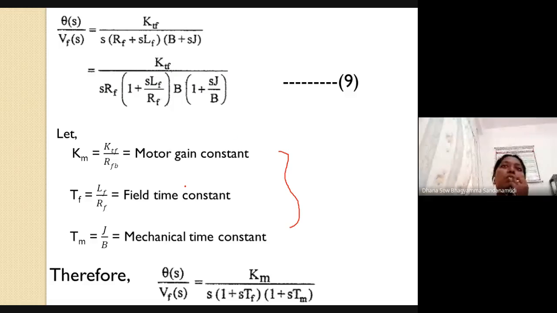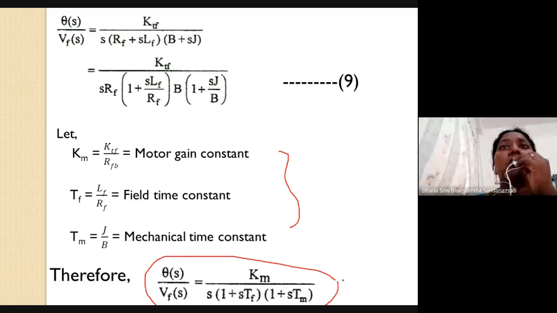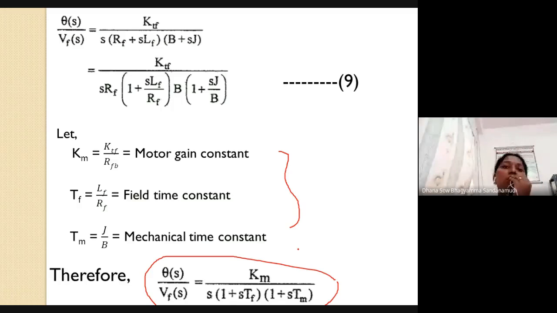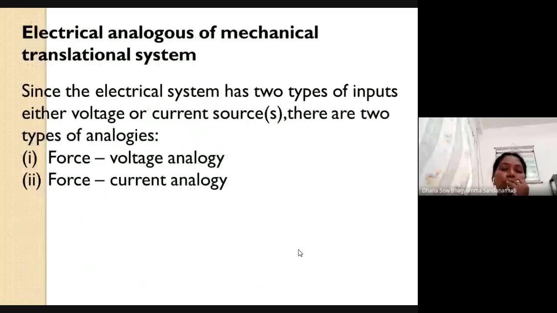You just substitute these constants in the above equation and you will get the transfer function. So this is the transfer function of the motor when you consider the field control method for controlling the speed of the motor. So we have determined the transfer function by the field control method and the armature control method. If anybody wants to ask anything, you can ask me. Otherwise I will go to the next.